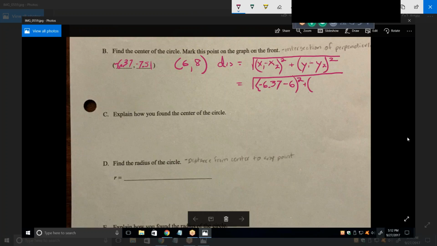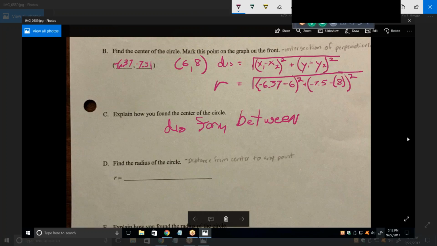Or would you use the point like you had, 6,8? Yeah, I would have used the easiest point there was, the lowest numbers. Cool. Just making sure. All right. So that's going to be R. Explain how you found the distance formula between two. So that would just be the radius.